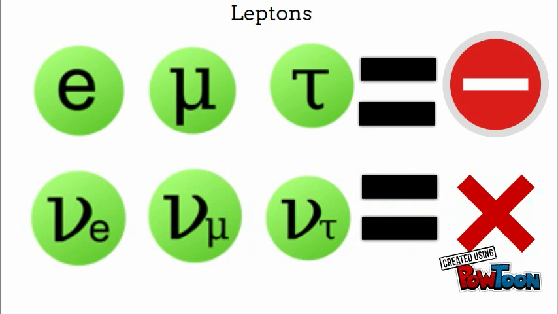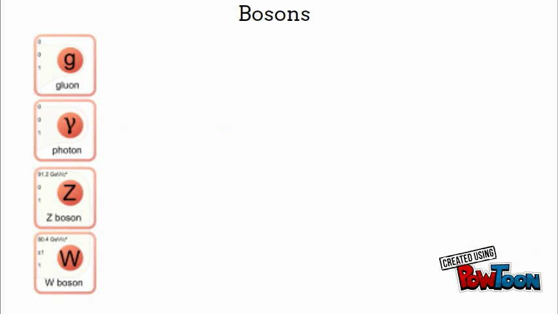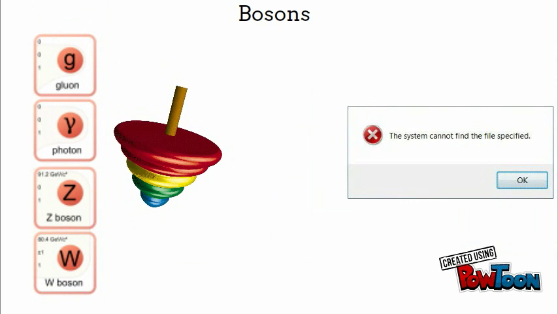The muon and tau leptons may seem to sound different to the electron, but in reality, they are simply unstable versions of the electron. The neutrinos are interesting because they are particles that have almost no mass and have no charge. Bosons have an integer spin number and can occupy the same quantum space.